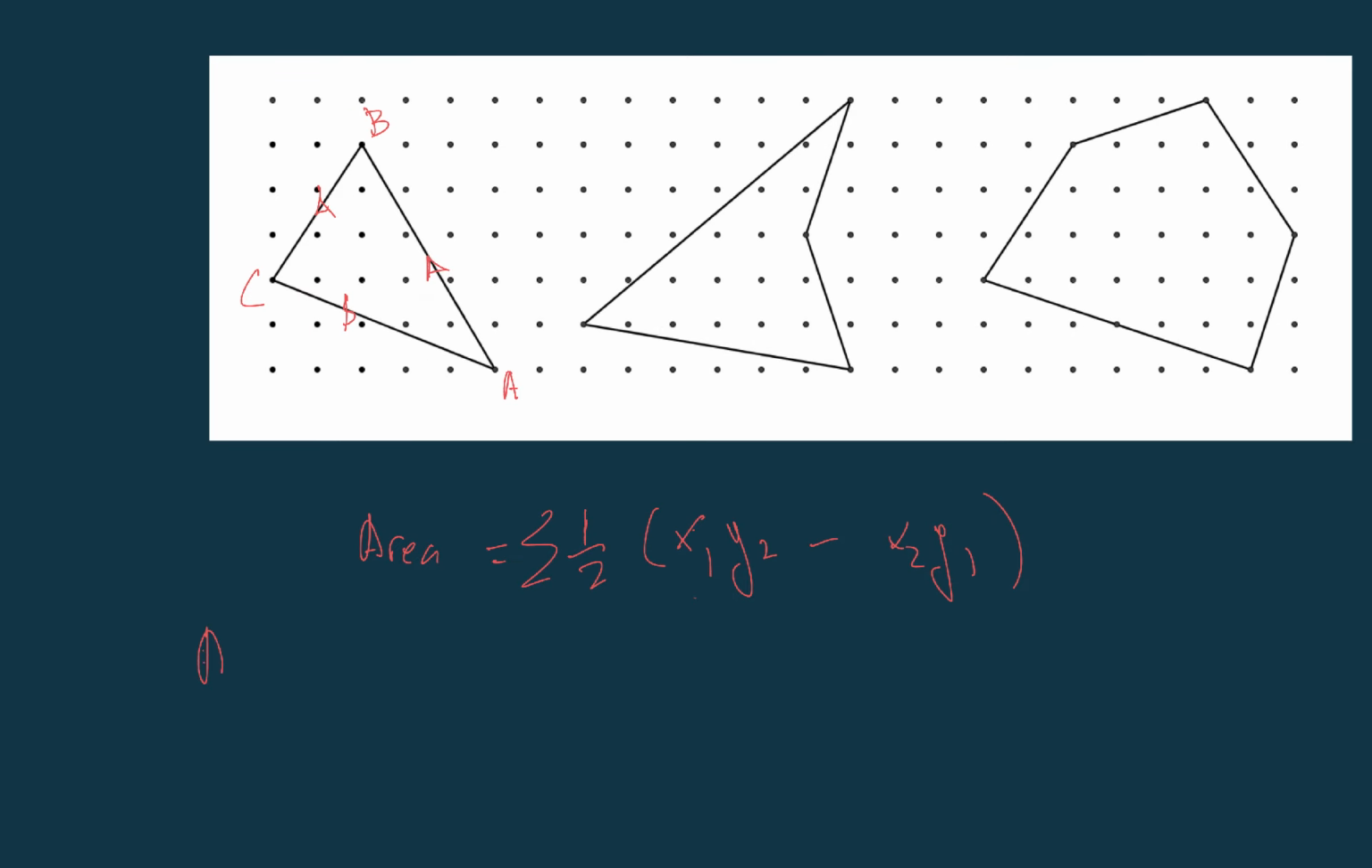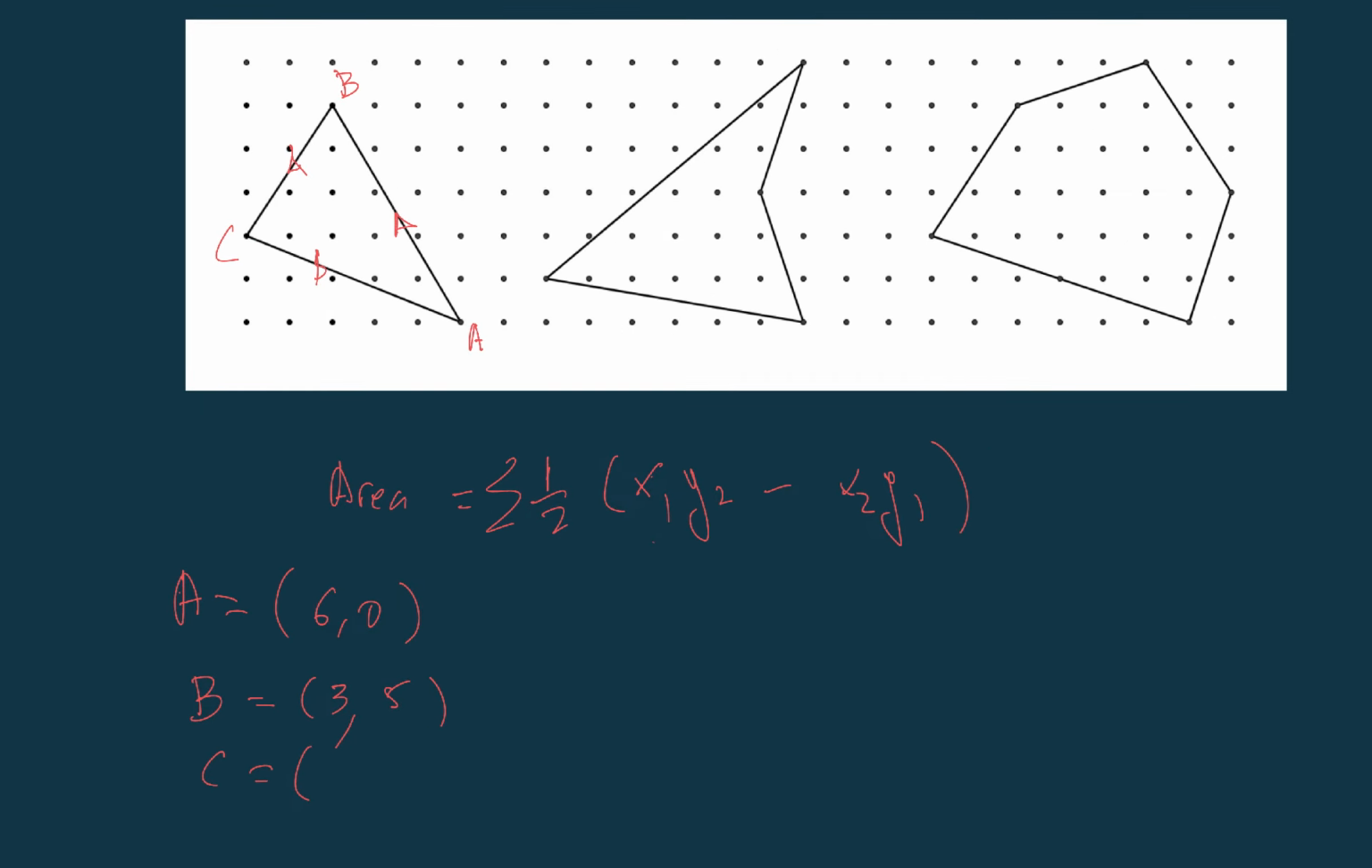In our case, A is the point 6, 0. B is the point 3, 5. And the point C is the point 0, 3. And I want to find the area by making the sum of all this.